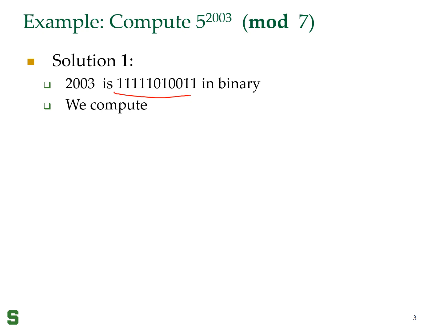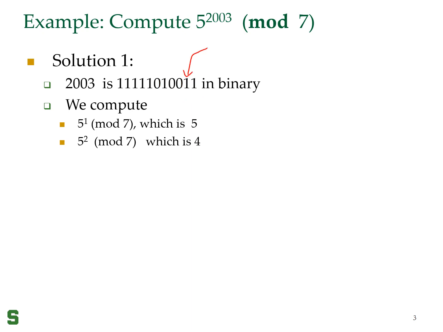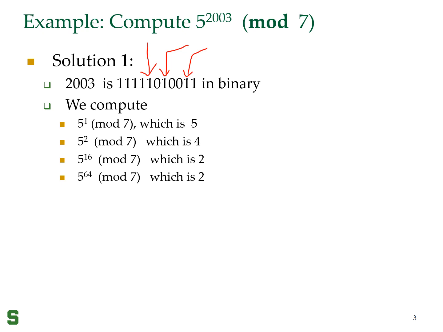Now we are going to compute 5 to the power 2 to the power 0, 5 to the power 2 to the power 1, 5 to the power 2 to the power 5, and so on. So first we can compute 5 to the power 1, which is 5, 5 to the power 2, because this bit is 1. Then the next one we have to compute is 5 to the power 16, because this bit is 1. Then we have to compute 5 to the power 64, because this bit is 1, and so on.